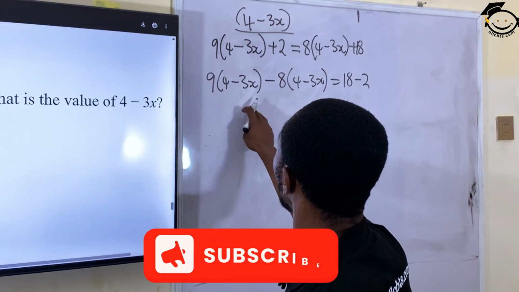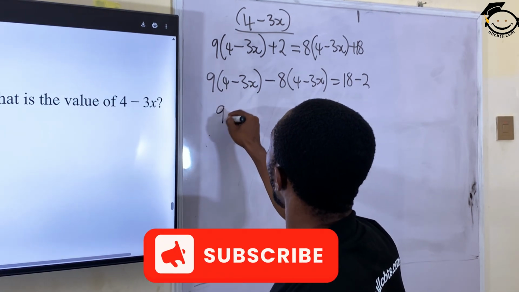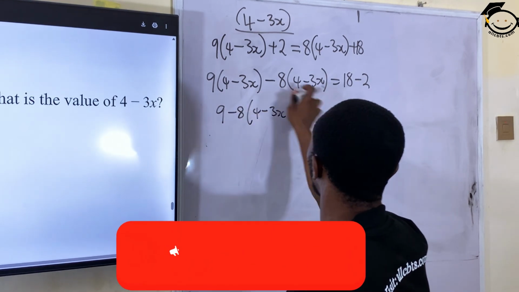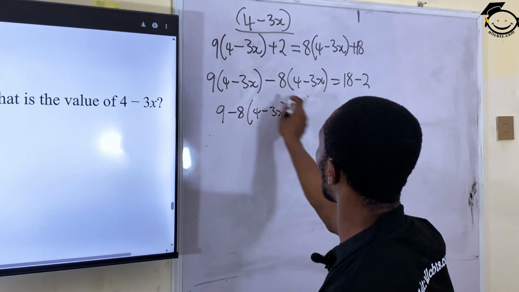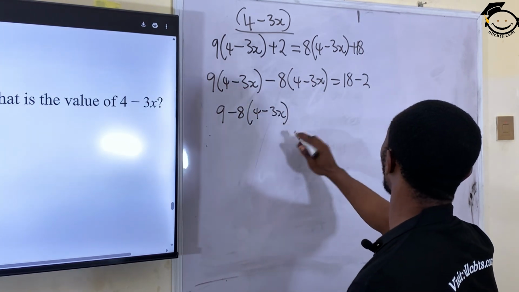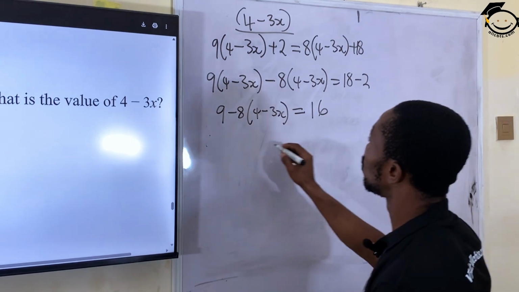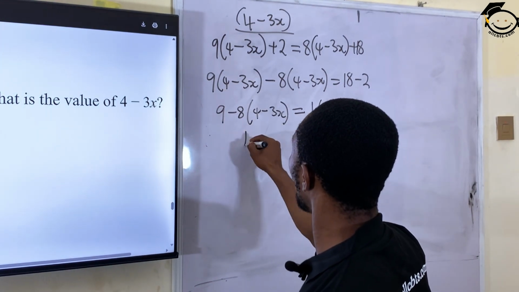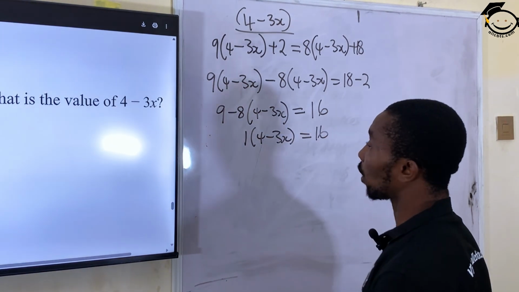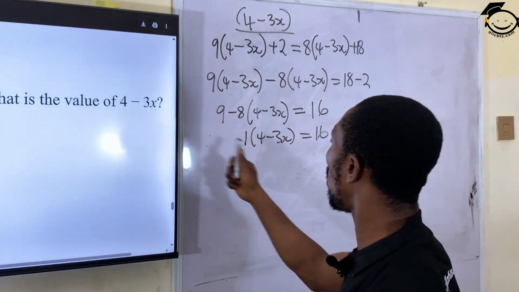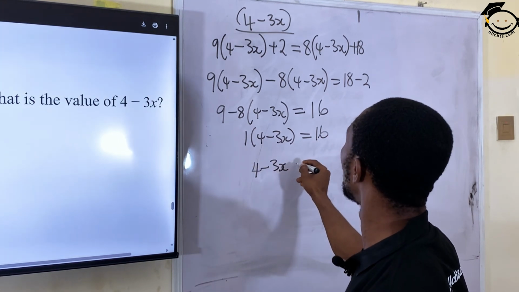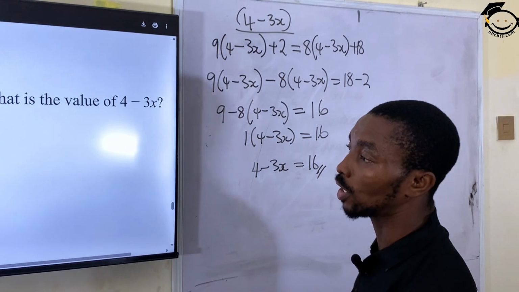So this will give us 9 minus 8 (4 minus 3x). Since we have them as common terms, we can collect them together, factorizing them. So we have 9 minus 8, which is 1, (4 minus 3x) equals 16. And don't forget, what we are looking for is the value of 4 minus 3x. So from here, we can see that our value of 4 minus 3x equals 16, which is option D.